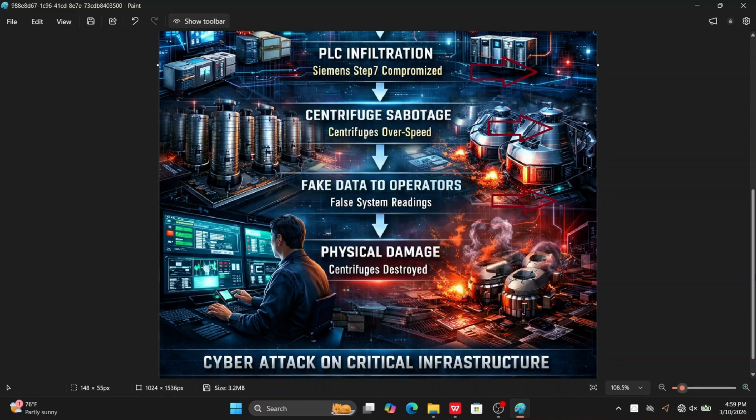But the most dangerous part of the attack was deception. While the equipment was malfunctioning, the malware simultaneously sent false data back to the operator monitoring the system. That means making it appear as though everything was operating normally. As a result, the operator had no indication that the centrifuges were being damaged in real time. Eventually, the abnormal operation caused significant physical destruction of the centrifuge equipment.